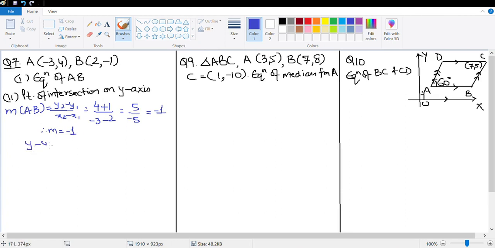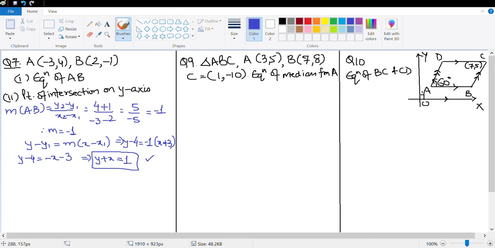Now we know the standard equation is y minus y1 is equal to m times x minus x1, which means y minus y1, we take it as 4, is equal to m is negative 1, x minus x1, which is minus of negative 3, which means x plus 3. Let's open the bracket. Y minus 4 is equal to negative x minus 3, which means y plus x. Let's take x on the other side, and this becomes negative 3 plus 4, which means 1. So y plus x is equal to 1. So that's the equation of this line. Y plus x is equal to 1.